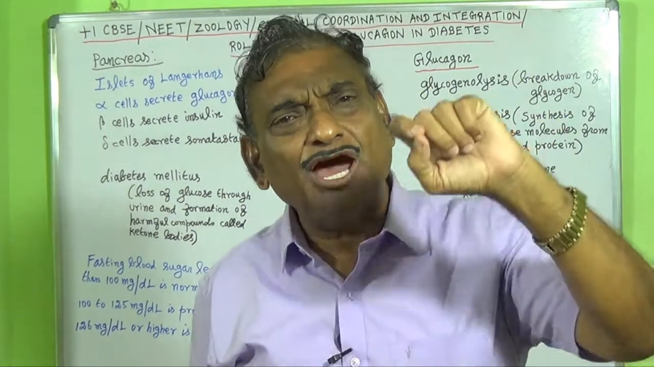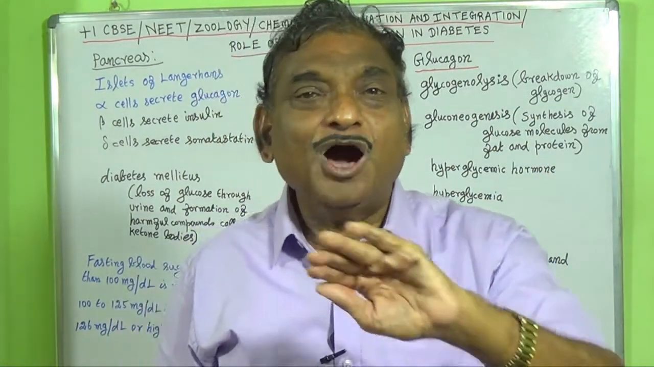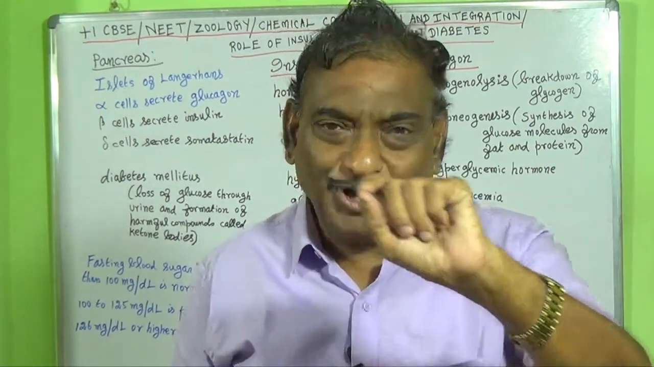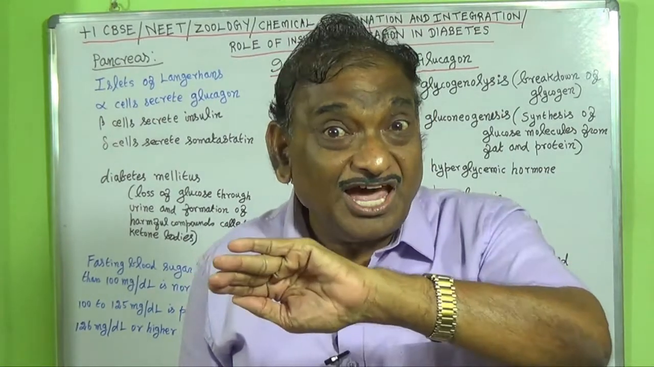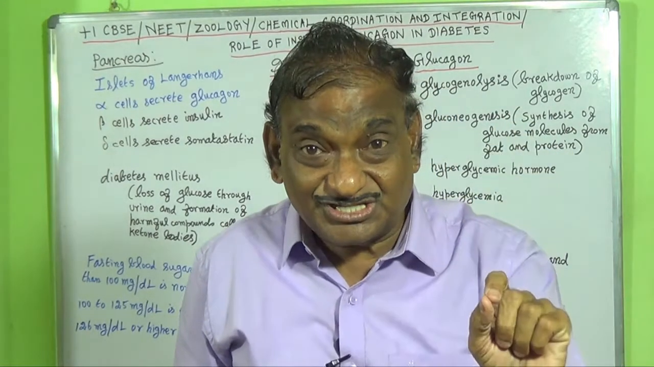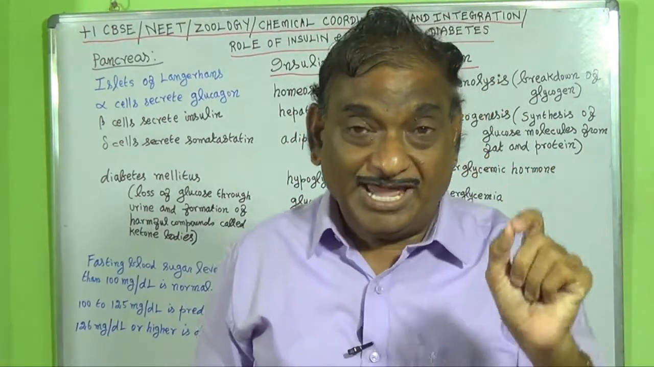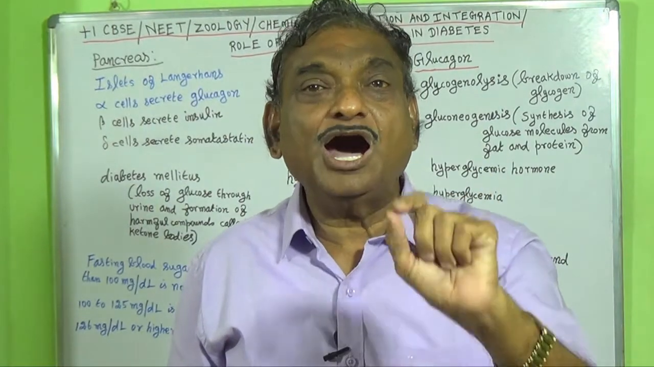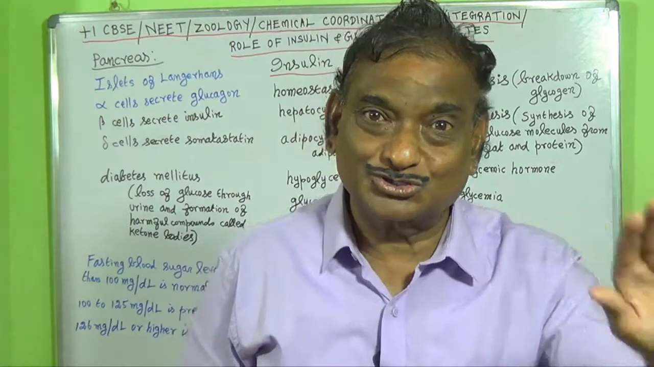What is the meaning of diabetes? The meaning of diabetes is passing through. Here, passing through of urine. The meaning of mellitus is sweetened with honey. That is sugar in the urine. Therefore, diabetes mellitus means passing of urine with the excess of glucose.